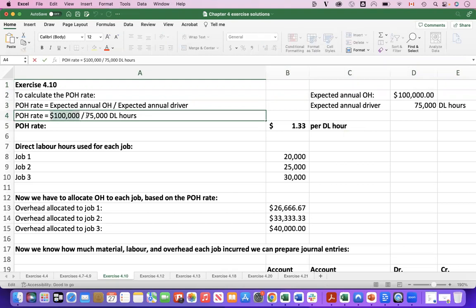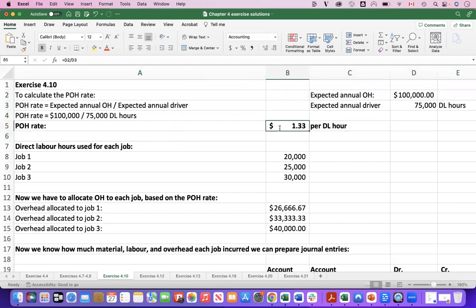The expected annual driver, they're using direct labor hours as the basis. They estimate they're going to use 75,000 direct labor hours. We get a predetermined overhead rate of $1.33 per direct labor hour. Again, that's rounded to the nearest cent. What does that number represent? Remember, it represents every direct labor hour a job incurs. We are estimating that that job is incurring $1.33 in manufacturing overhead. So we're going to apply overhead to that job on that basis.